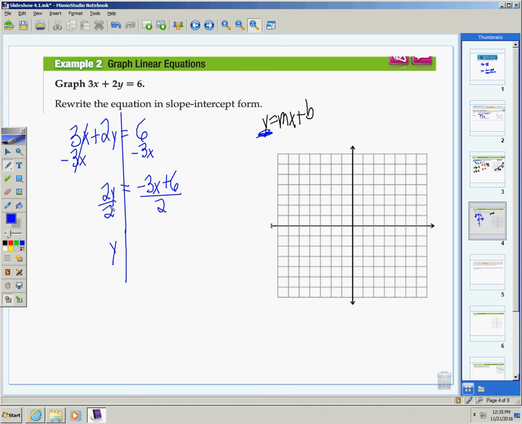Y divided by 2 just leaves me with y. And now, I'm dividing each of these pieces by 2. So I'm going to do negative 3x over 2, which would be negative 3 over 2 times x, plus 6 divided by 2, which is just 3. I just took each of these pieces and divided them by 2.